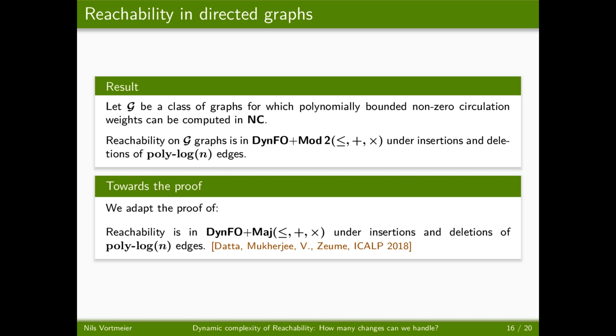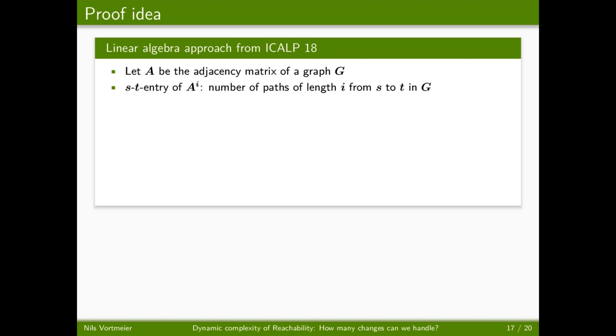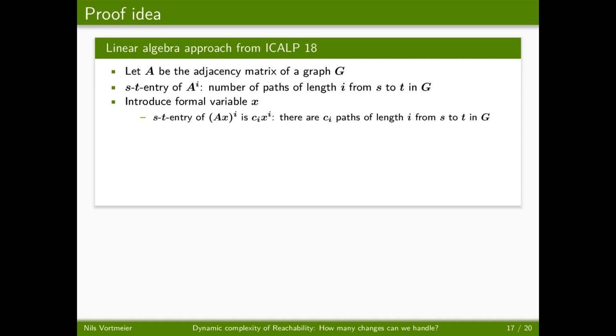Its proof is an adaptation of the ICALP-18 proof, and I will now sketch its ideas. The proof uses a linear algebra approach. So let A be the adjacency matrix of our input graph G. If we look at the ith power of A, then the ST entry of this matrix gives us the number of paths of length i from S to T in our input graph. If we introduce a formal variable x and do not look at the ith power of the matrix A, but at the ith power of the matrix A times x, then the ST entry of this matrix is a monomial c_i x to the i, and again c_i gives us the number of paths of length i from S to T. Let C be now the infinite sum over the matrix powers (Ax) to the i for all i.